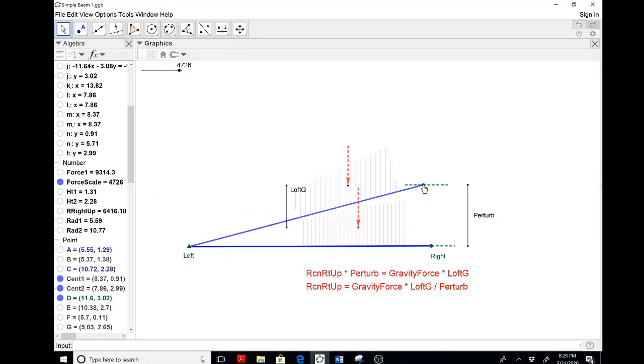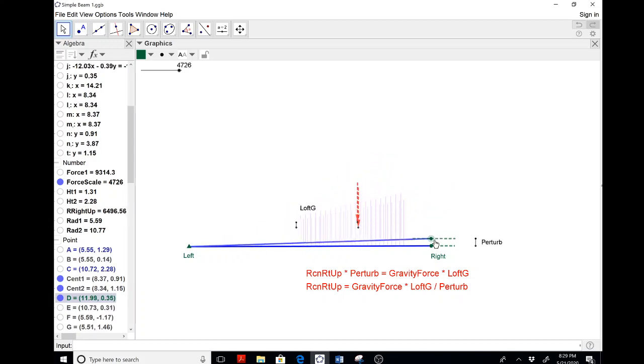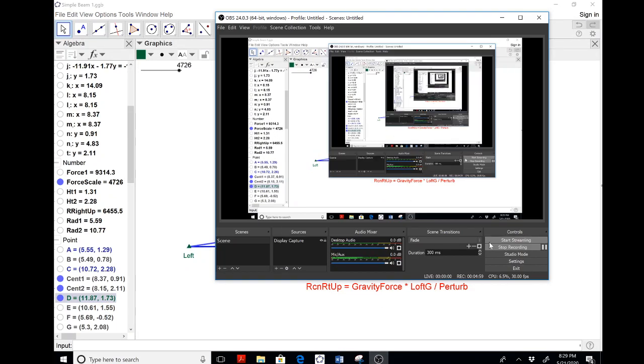And that's exactly what we do here. We just move this down, down, down until this is teeny tiny. And boom, that is our answer. Okay?